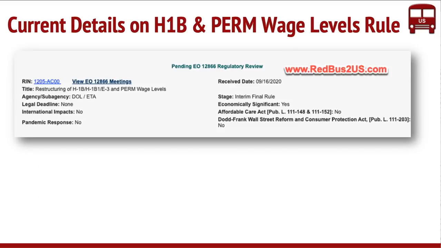If we go to the details by clicking on that, we can see that it says pending EO 12866 regulatory review. It's nothing but OMB review, Office of Management and Budget. They basically look at any regulations that have been submitted, and they review them before they can be published. It's a process that's been established to make sure there are checks and balances in place.